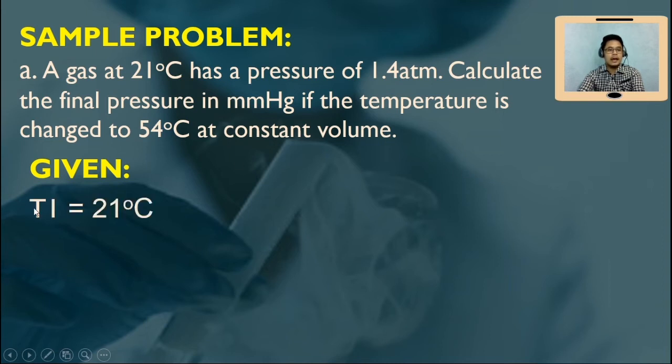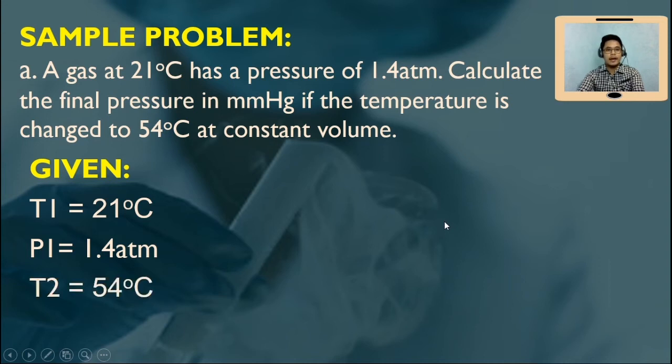So for our T1, we have 21 degrees Celsius. Again, naka-Celsius siya, pero mamaya na natin siya i-convert into Kelvin. Next is our P1, which is our initial pressure, is equal to 1.4 atmosphere. And our T2 is equal to 54 degrees Celsius. And unknown is our final pressure.